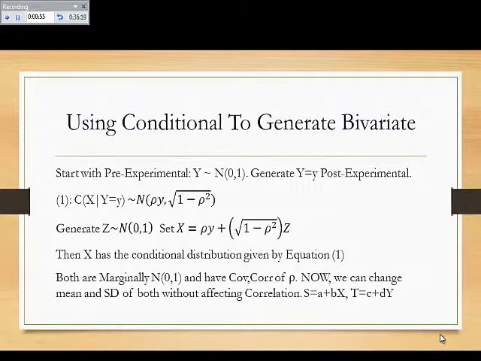Now I know from the calculations that we have done earlier that the conditional density of x given y equal to little y, the observed value of y, is normal with mean equal to rho y and the variance equal to the square root of 1 minus rho squared. This is in the general bivariate normal with correlation rho.